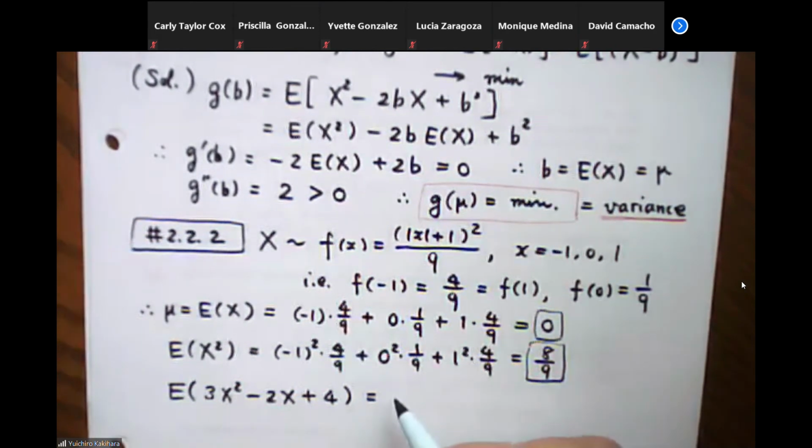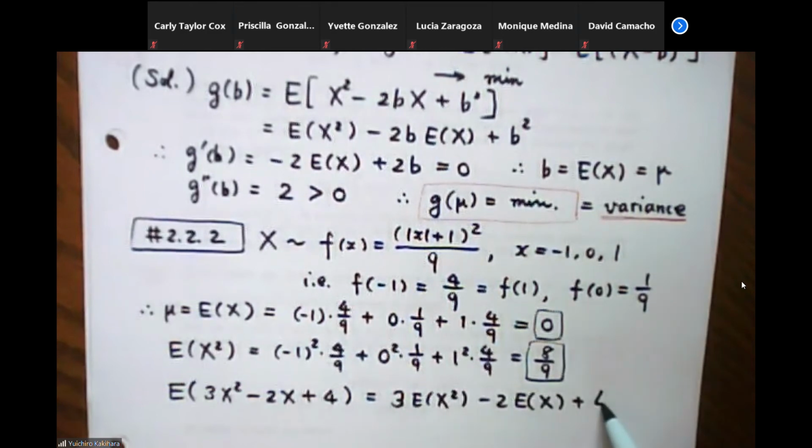Okay, this is by the formula. This is 3 times the expected value of x squared, and minus 2 times the expected value of x, and plus... this is a constant, so constant is just constant, 4. Okay. So this is a 1, and we know that this is 0. This is 8 over 9. So this is equal to 3 times 8 over 9, and then minus 2 times 0 and plus 4.